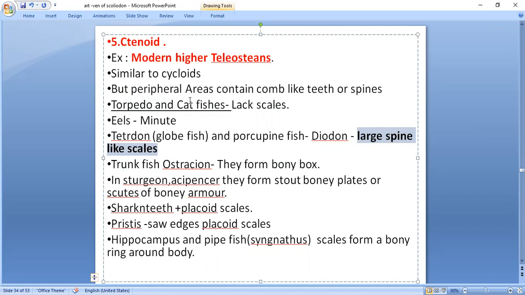In the trunk fish, Ostracion, the scales form a bony box. In sturgeon, Acipenser, they form stout bony plates or scutes of bony armor.